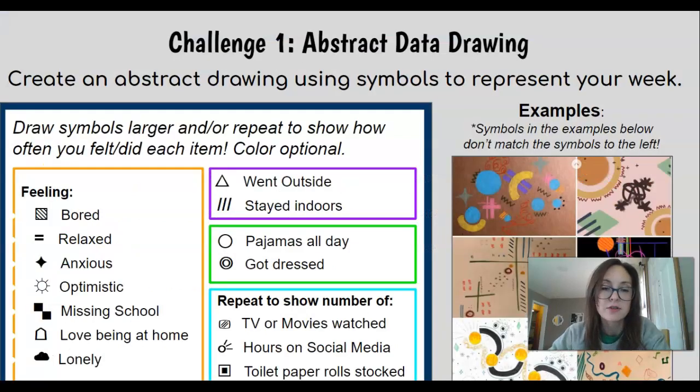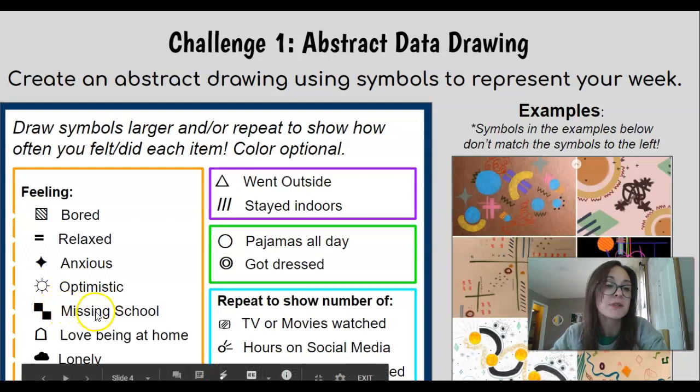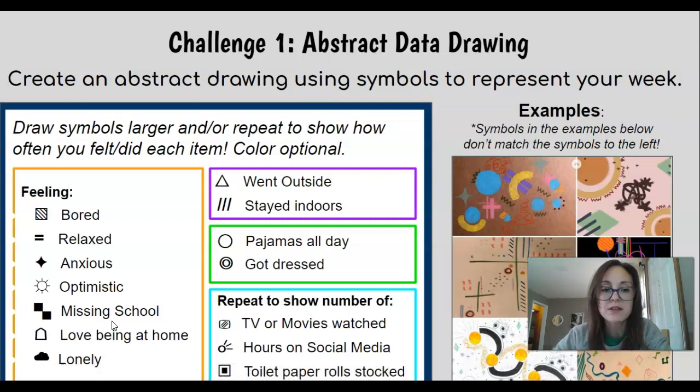Your first one is an abstract data drawing. For this one you're going to be creating an artwork that is abstract, so it shouldn't look like anything, but you're using symbols to take account of how you're feeling and how you're doing. For example, if over the week you felt bored a lot, you would do this symbol, but you would do it larger or more often. Or if you were feeling optimistic, you would do this symbol. If you were missing school, you would do this symbol. It's either how often you feel those things or how big you feel those things, and that's how you can do that in your work.